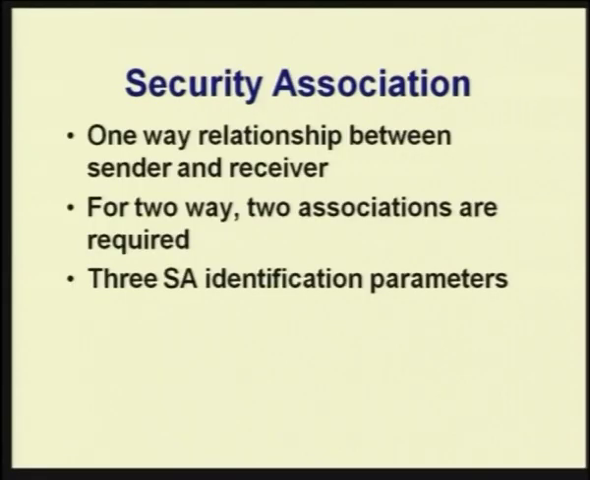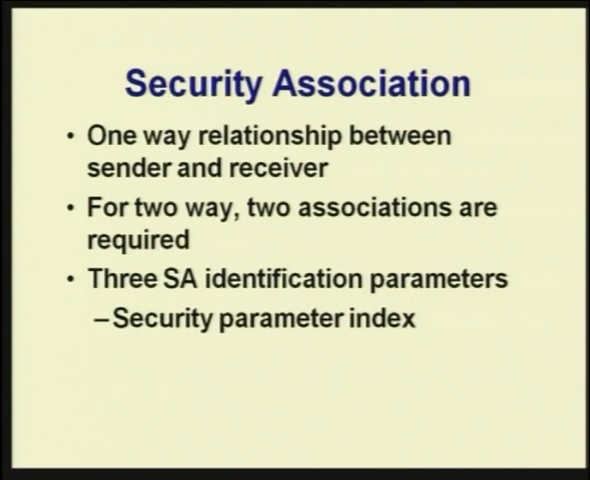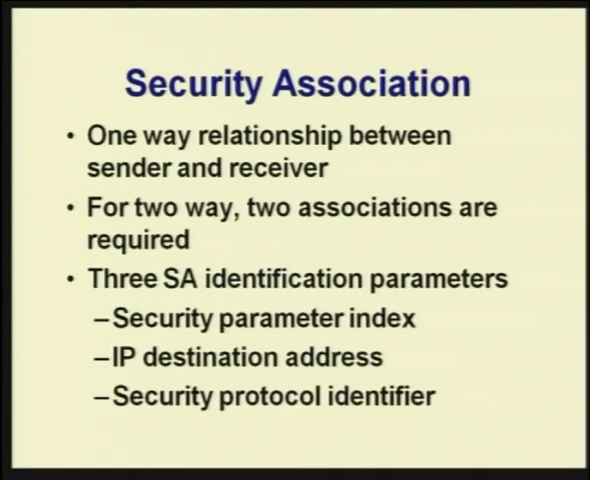So, there are three SA identification parameters which are the security parameter index, the IP destination address and the security protocol identifier. These three put together identify the security association. If you look at the SA parameters, the security association parameters, there are a number of parameters that it uses. We need not understand the details of each of them, but we need to get an idea of what it contains.